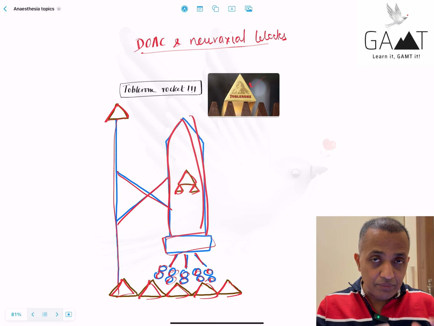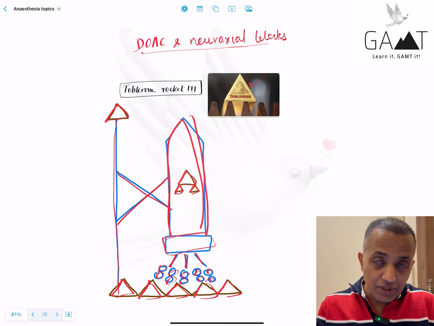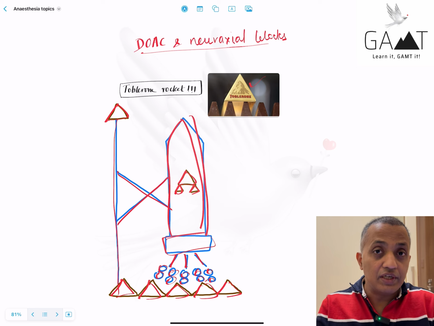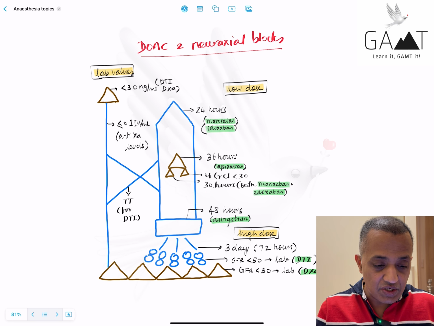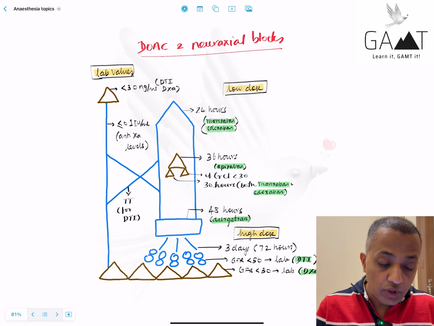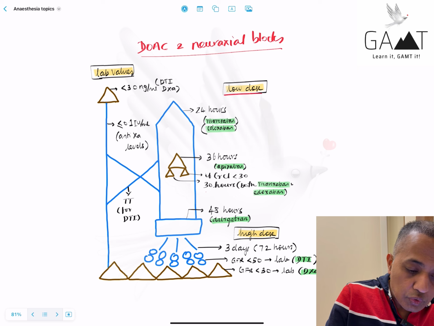If you remember this GAMT, right, you're going to remember everything that you need to remember for direct oral anticoagulants and neuraxial blocks. Okay, it's that simple. It's never been this easy. Okay, let's see what this means. So first we're going to look at the low dose anticoagulants. So you have somebody on low dose, right?